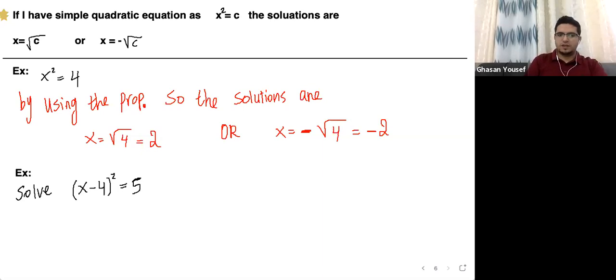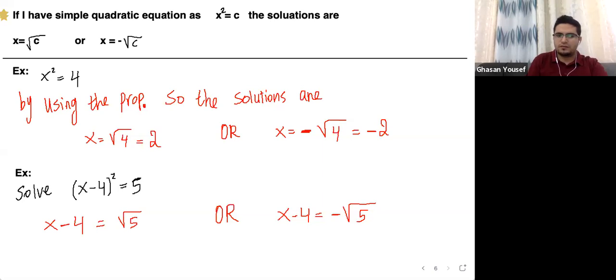If I take the square root for both sides, what do I get? Square root for both sides, exactly. x equals plus or minus radical 5 plus 4, exactly. Plus 4 plus and minus radical 5. So first of all, I have to take the square root. Here they took the square root for both sides. So after taking the square root for both sides, I get x minus 4 equals the square root of 5, or x minus 4 equals minus the square root of 5.